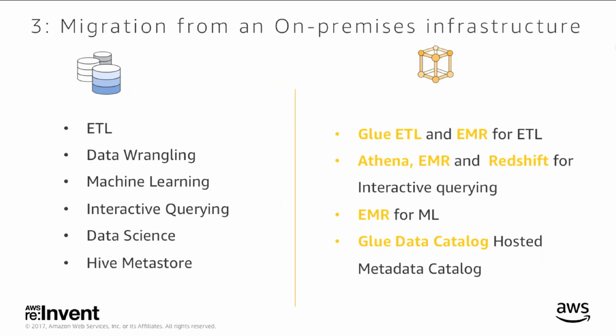Another common use case that we're seeing is migration from an on-prem infrastructure to the cloud. On the on-prem side, whether that's a database, Hadoop environments or a data warehouse, there's a number of different capabilities that those platforms provide. Capabilities like ETL for data transformations, data wrangling, machine learning, interactive querying, and some data science applications. But a lot of it revolves around this Hive metastore, right? The metadata layer that gives us a representation of the data and where the data actually lives.